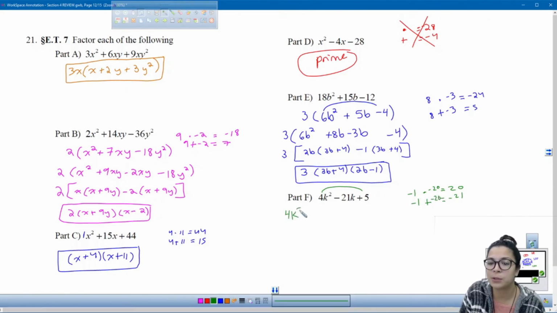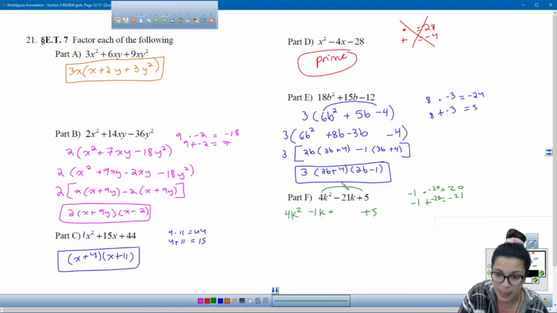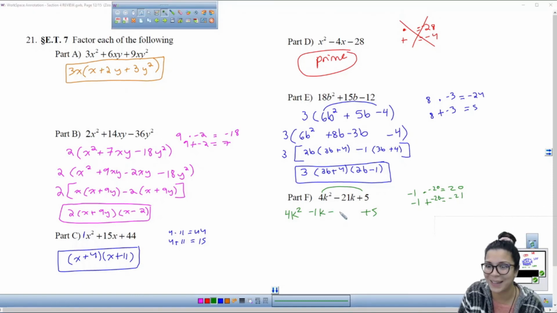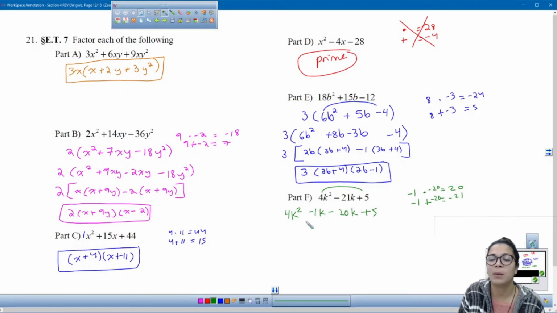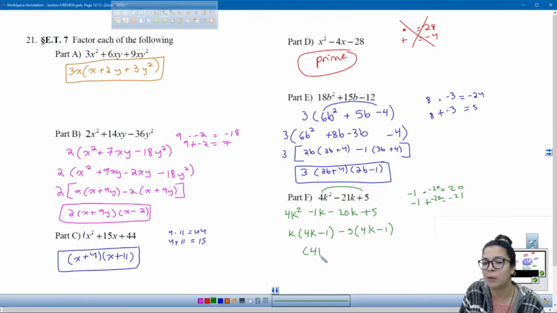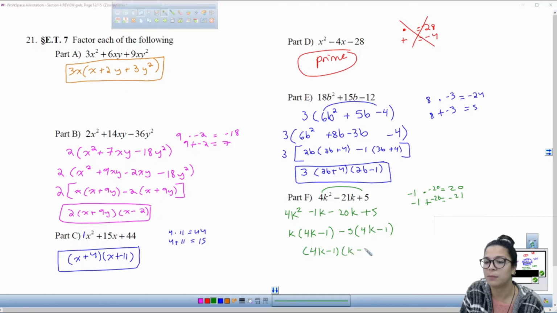So we're going to bring down that first term, bring down the back term, break up negative 21 into negative 1k minus 20k, excuse me. And then we're going to group the first two. We can factor out k from the first two, which leaves us with 4k minus 1. And then grouping from the last two, we can factor out negative 5, which gives us 4k minus 1. Now the 4k minus 1 is the same on both, so I could factor out 4k minus 1, and that leaves us with k minus 5.